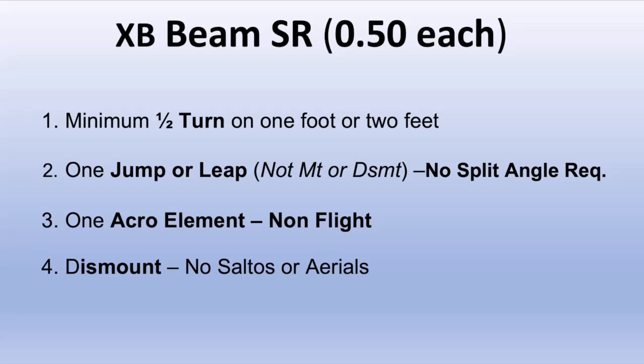1, minimum half turn on 1 foot or 2 feet. 2, 1 jump or leap, not mount or dismount. There's no split angle required. 3, an acro element, non-flight. And 4, a dismount, but no saltos or aerials.